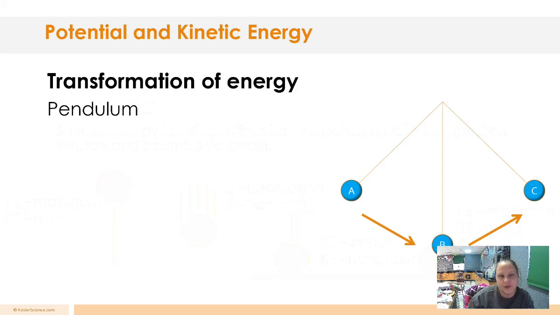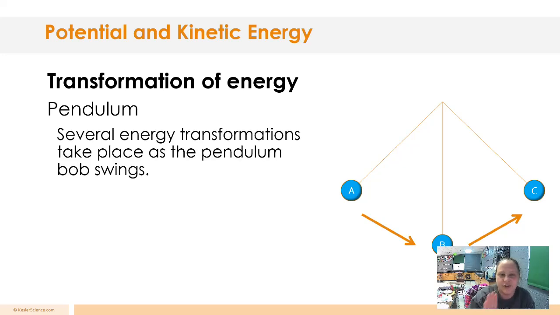Same thing if you look at a pendulum. If you've ever seen a pendulum, it's a swinging circular device that can be found in grandfather clocks. A lot of shows used to show hypnotism with a pendulum. It's just when you swing an object back and forth. So several energy transformations happen in a pendulum. That's why they're so good to show potential and kinetic energy.